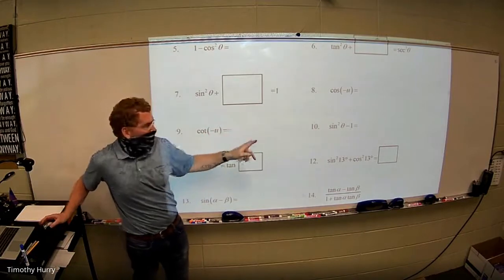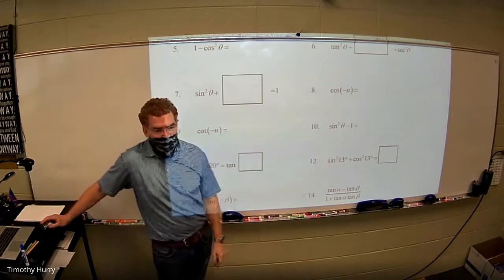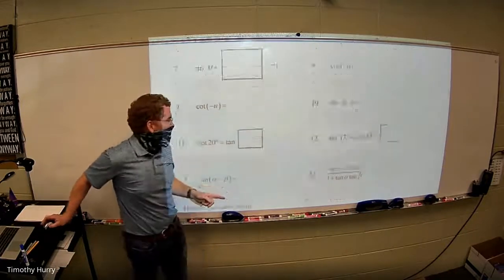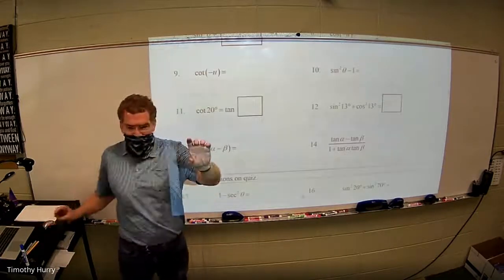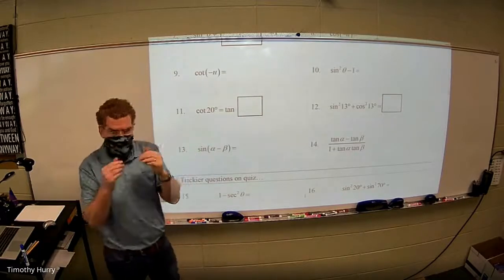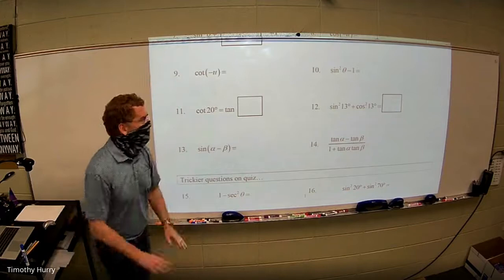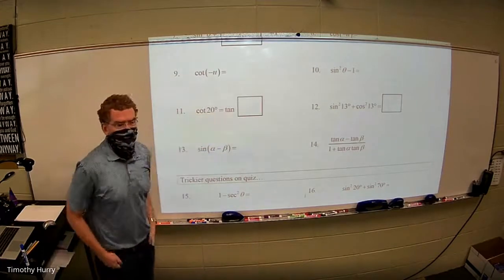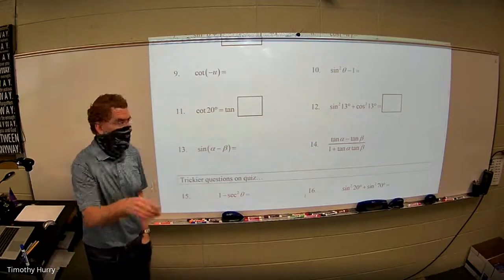Cosine of positive u. Cotangent of negative u. Negative cotangent u. Sine squared theta minus 1. Negative cosine squared. And if you need to write out the full identity and move stuff around to see that, that's what I do in my brain. If you need to write it out, help yourself out. Cotangent of 20 equals tangent of 70, because the 90 minus 20.